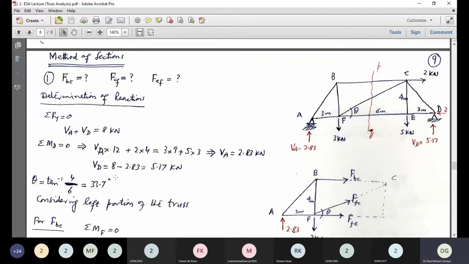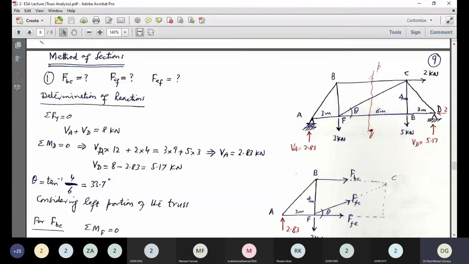Now, the next step is to pass a cutting section appropriately. Of course, we need the forces in these three members. So the appropriate section will be shown by this red color, that section PQ. And this is cutting maximum 3 members. This is the limit. It can cut less than 3, but maximum not more than 3.